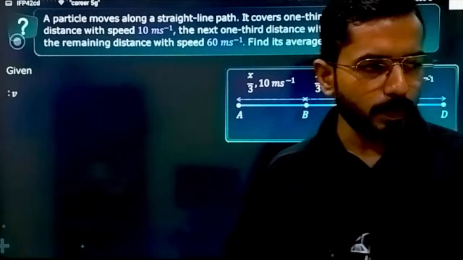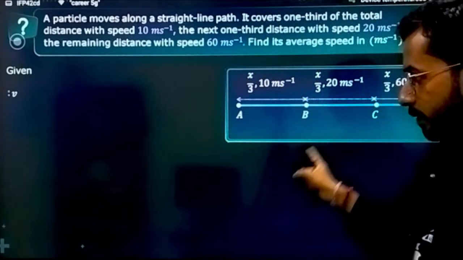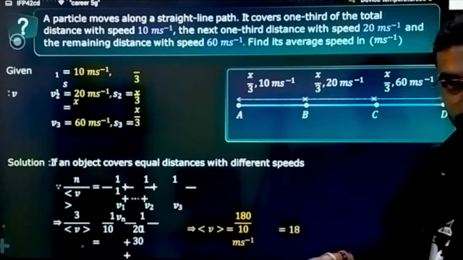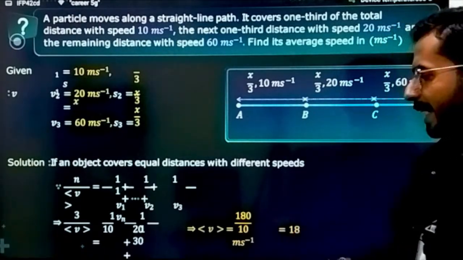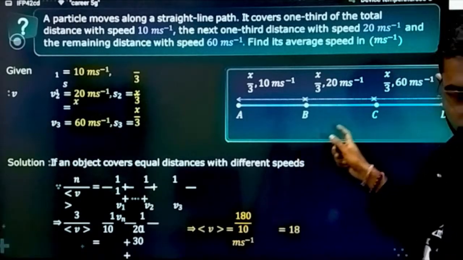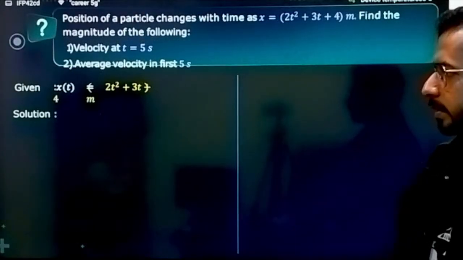Put all the values, and you will easily have your answer. Solve it by yourself. This is the homework that I am giving you. Finally, the answer should come as 18 meter per second. Cross check the answer. It will come as 18 meter per second.